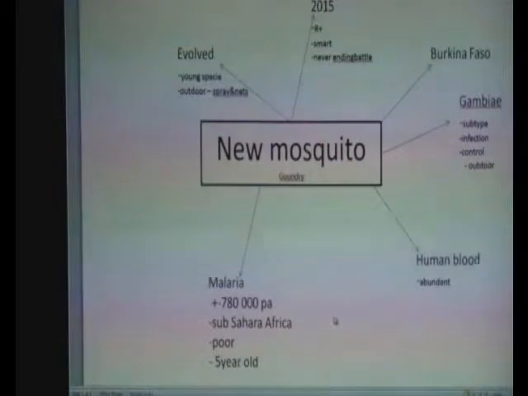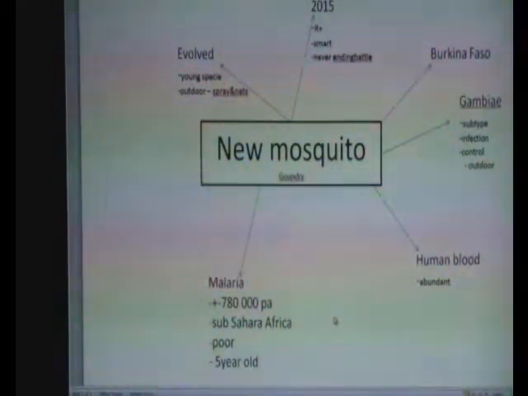Then they also tell us something about malaria. That's 780,000 people per annum who die in sub-Saharan Africa. So that's more in the southern part of Africa. It's usually in the poor parts where people can't afford medicine or these poisons and mosquito nets. And most of the victims are children less than 5 years old. The deaths from the malaria parasite used to be up to 1 million, but they've curbed it now to just under 800,000.